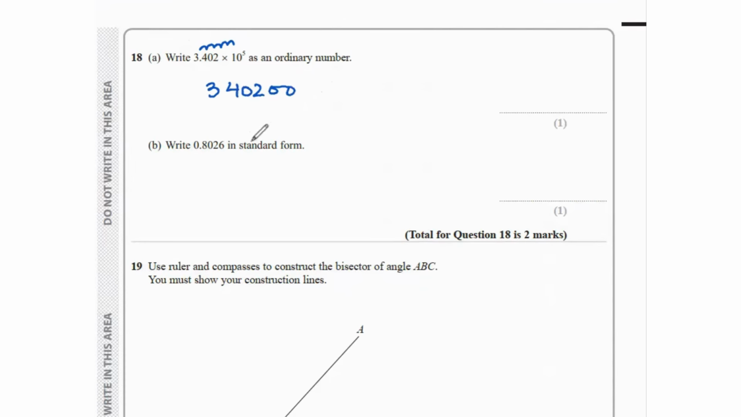Write 0.8026 in standard form. So it's going to be 8.026 times 10 to the power of -1. We move the decimal 1 place to the right side. The reason why we're moving it just 1 place to the right-hand side is because in standard form, the decimal needs to come after the first non-zero digit. So the first non-zero digit is 8. That's why it's 8.026 times 10 to the power of -1.